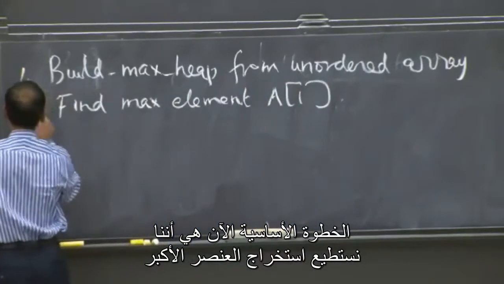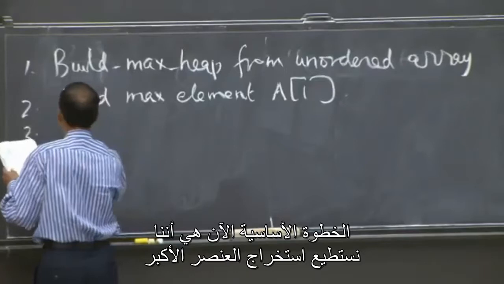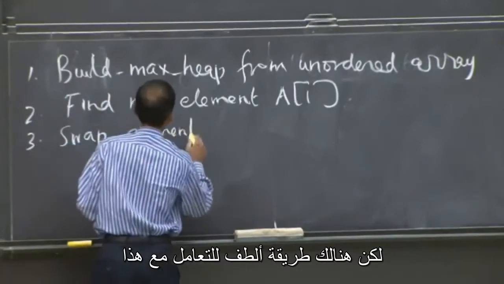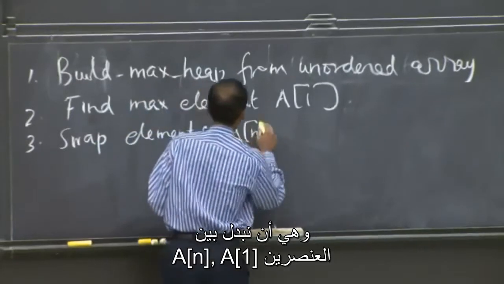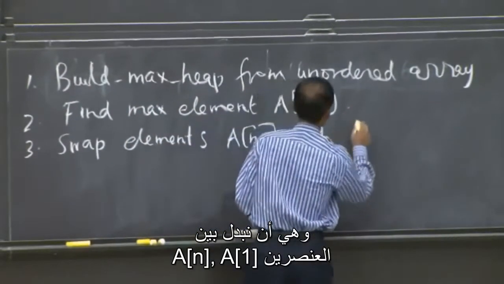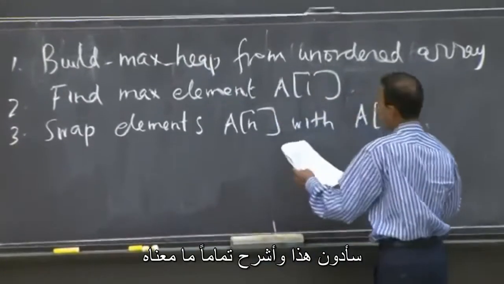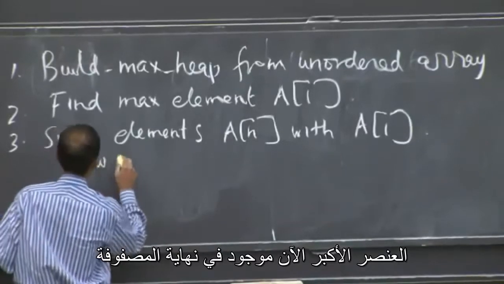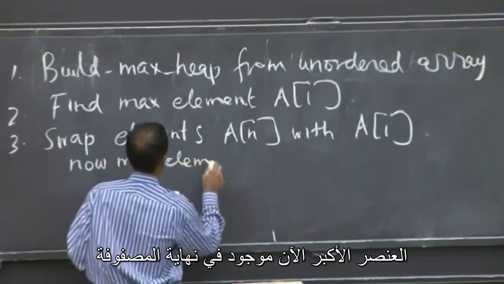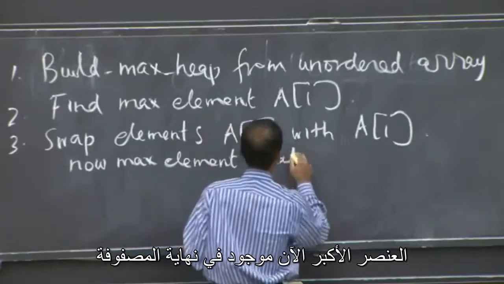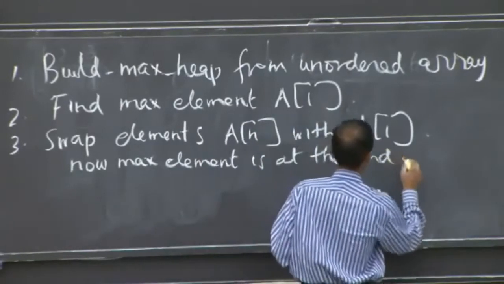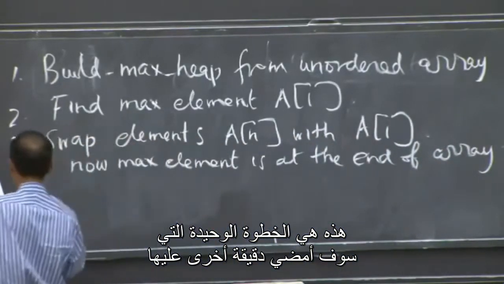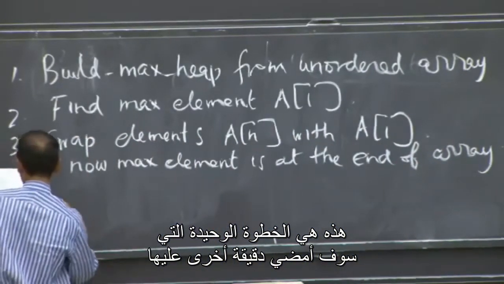Now the key step is you could do extract max, but one nice way of handling this is to swap the elements An with A1. Okay, and let me write this out and I'll explain exactly what that means. Now the maximum element is at the end of the array. Okay, when you do the swap. That's the one step that I'll have to spend another minute on.